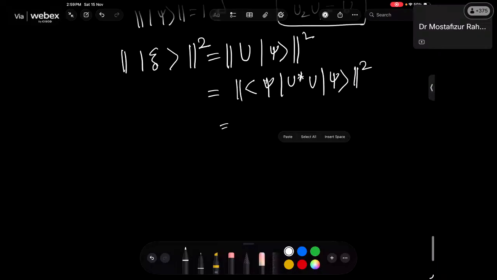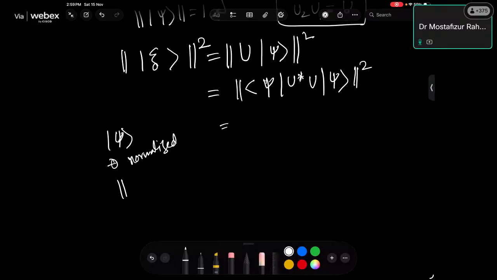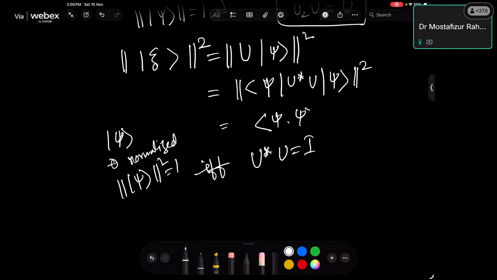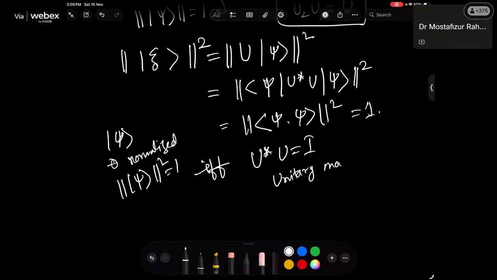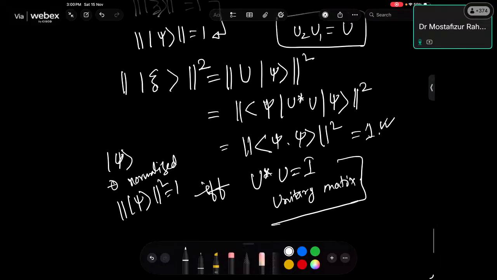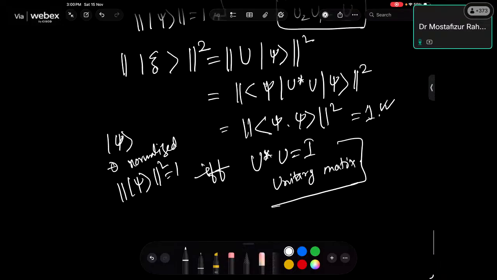Now, because psi is a unit vector, normalized, the sum of ket psi squared will equal 1 if and only if U star U equals identity. If that is the case, then the dot product of psi with psi will equal 1. So this is the condition for a unitary matrix. That means all the operations have to be unitary, then this probability law will be obeyed. That's why it is so important that all quantum operations are unitary in nature, just to satisfy the probability law.